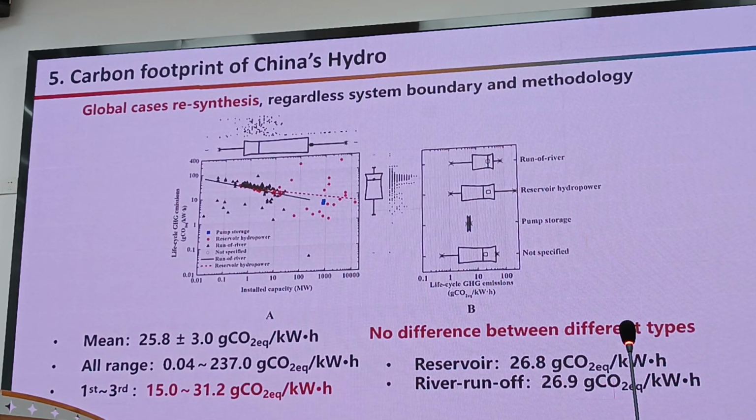Does anybody know how much for coal? How much for coal? How much for gas? For coal, it's 800. I will show you the data a little bit.